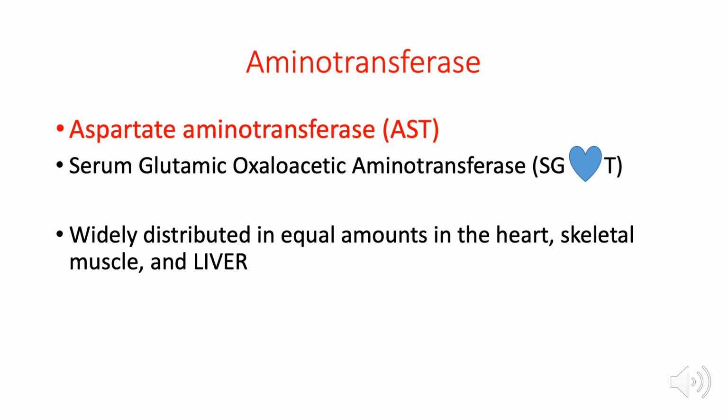That's why, as you can see, I intentionally replaced the letter O in SGOT with a heart shape. That is to make it easy for you to memorize that SGOT is found in higher concentration in the heart than in the liver. So, we need to look for an enzyme that should be found almost exclusively in the hepatocytes. And what enzyme could that be?